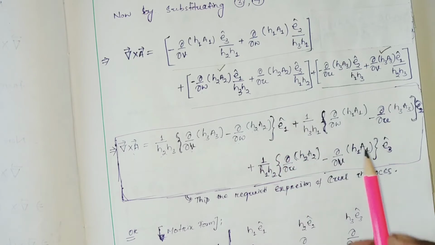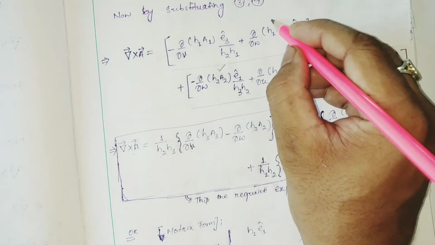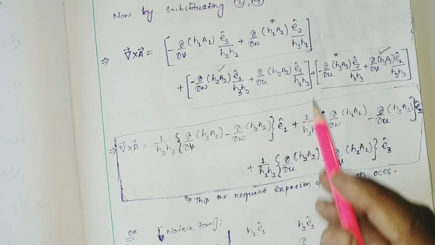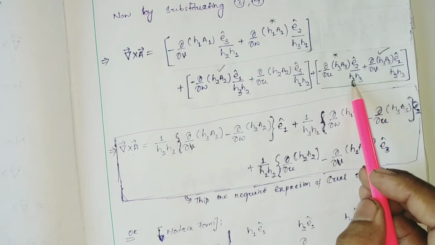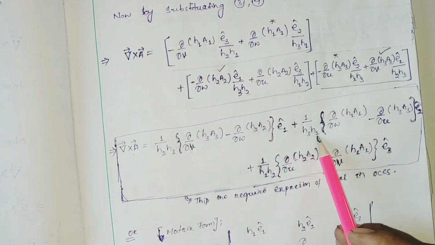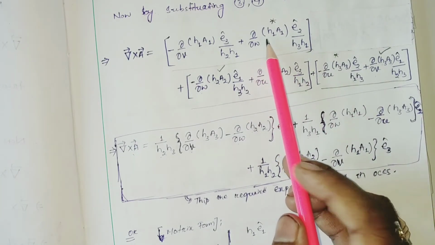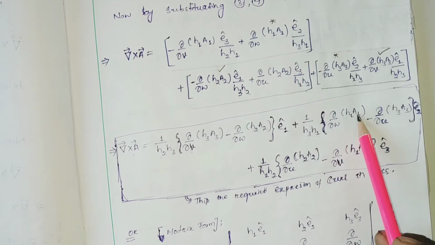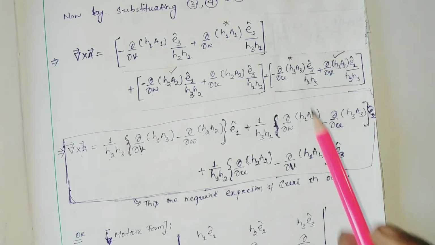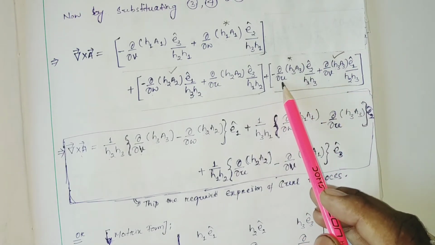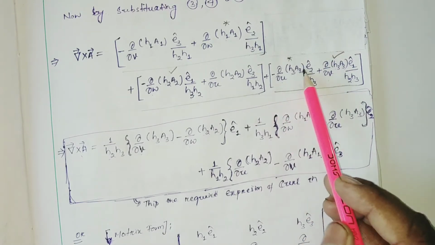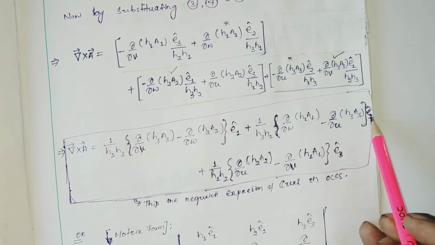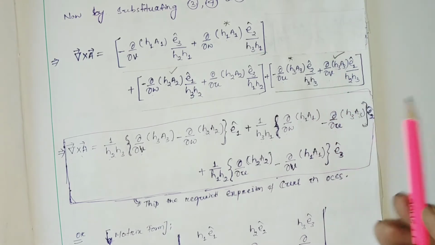Now we are going to consider E2 cap. So E2 cap is this term and another term is this one. So here H3 H1 taken outside, 1 by H3 H1. So this one is the positive. First we have to write del by del W of H1 A1, minus, second term is this one, del by del U of H3 A3, whole into E2 cap.